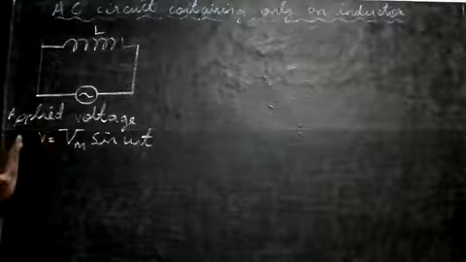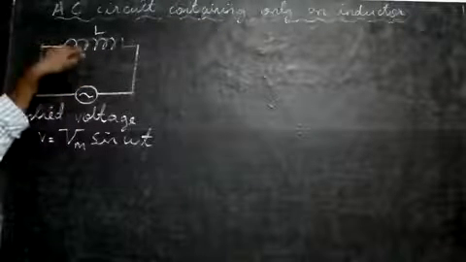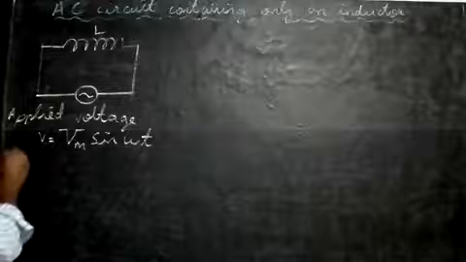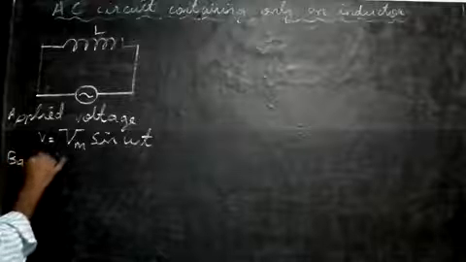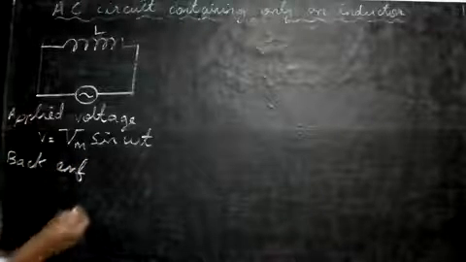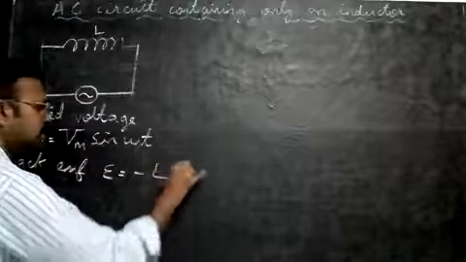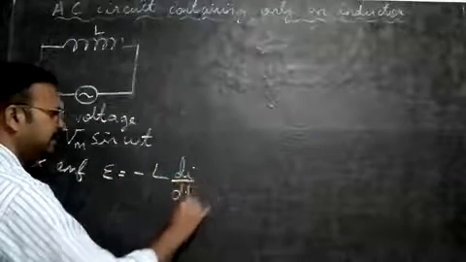Next, see, this is a coil now. When you send an EMF through it, it will produce a back EMF. So let's see the back EMF it produces. This is due to the inductance. The back EMF, epsilon, is equal to minus L into di by dt.